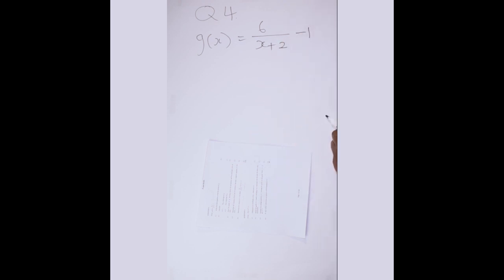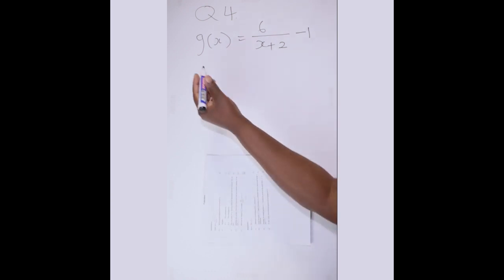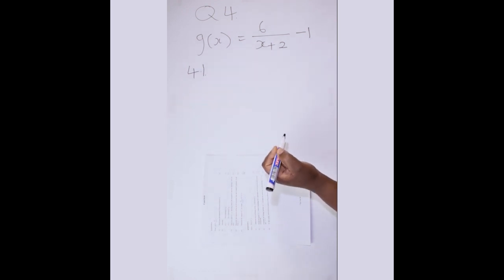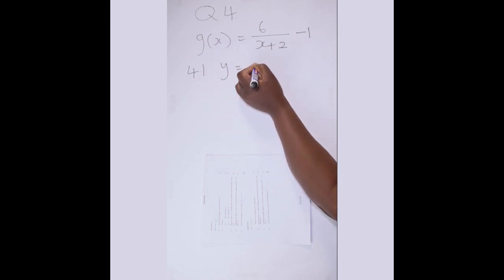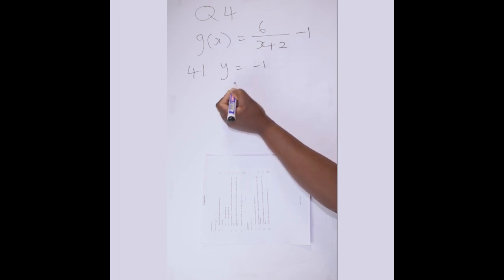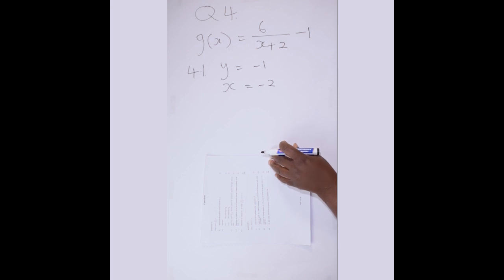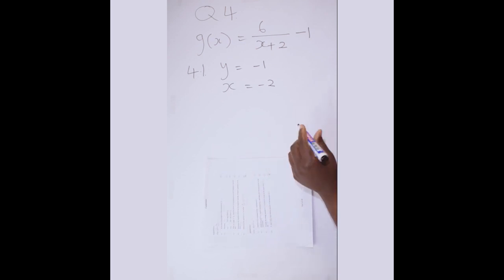This is the equation given to us, and in 4.1 they were saying write down the equations of the asymptotes of g. The moment they put the word asymptotes, it means we have to write both the horizontal and vertical asymptotes. So the horizontal one is y = -1, and the vertical one is x = -2. Those are your asymptotes, and you have your 2 marks, which is simple and straightforward.